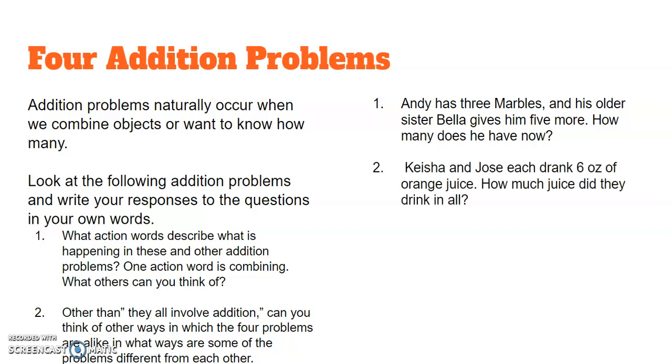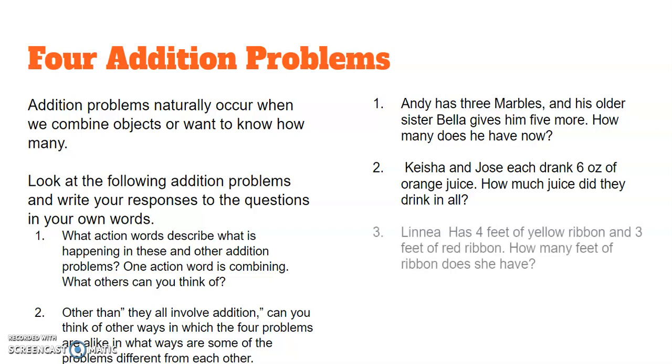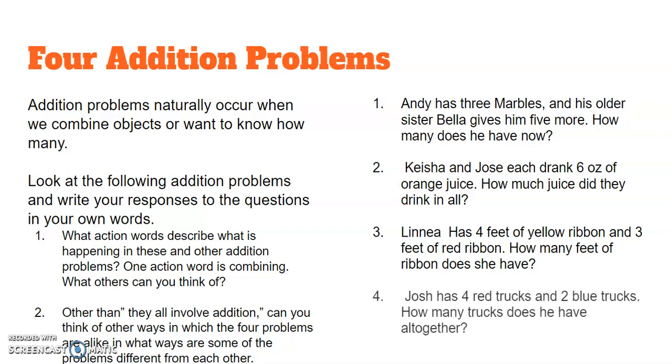Problem 2, Keisha and Jose each drank 6 ounces of orange juice. How much juice did they drink in all? Problem 3, Linnea has 4 feet of yellow ribbon and 3 feet of red ribbon. How many feet of ribbon does she have in all? Again, in this one, we are combining a length of ribbon. Problem 4, Josh has 4 red trucks and 2 blue trucks. How many trucks does he have altogether?